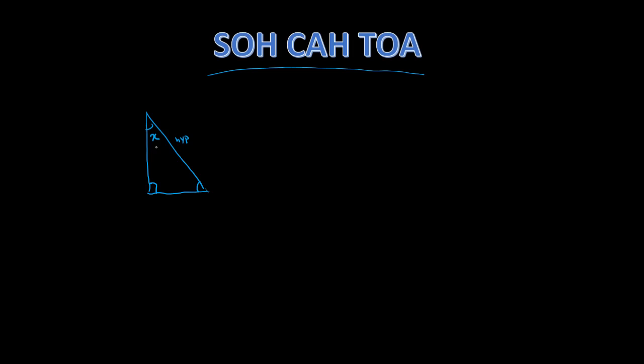So this angle x, in relation to x, so we're on the face of x, when we look across from x all the way down here, we call this side the opposite side. And when we look right next to it, we call this the adjacent side.